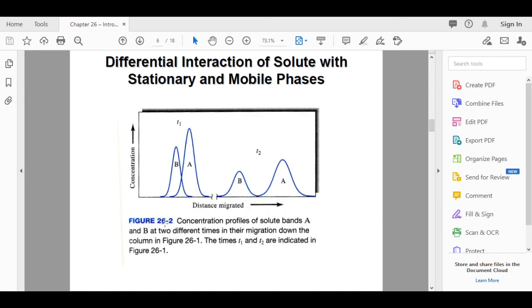The next is the differential interaction of solute with stationary and mobile phase. You can see from this figure the concentration. A and B are the components at times T1 and T2. The distance migrated is given by this, and you can see the curves. The concentration profiles of the solute bands A and B at two different times in their migration down the column, and the times T1 and T2 are indicated in the figure.